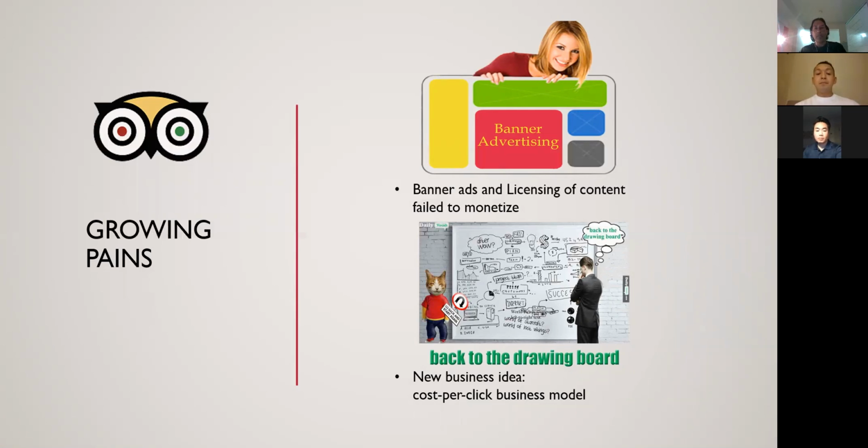They then developed a model which eventually became successful by offering travel agencies, OTAs, the chance to place text ad links on the TripAdvisor website. TripAdvisor would provide reviews and ads. The OTA partners would then process the reservation for customers. This was their cost per click business model.